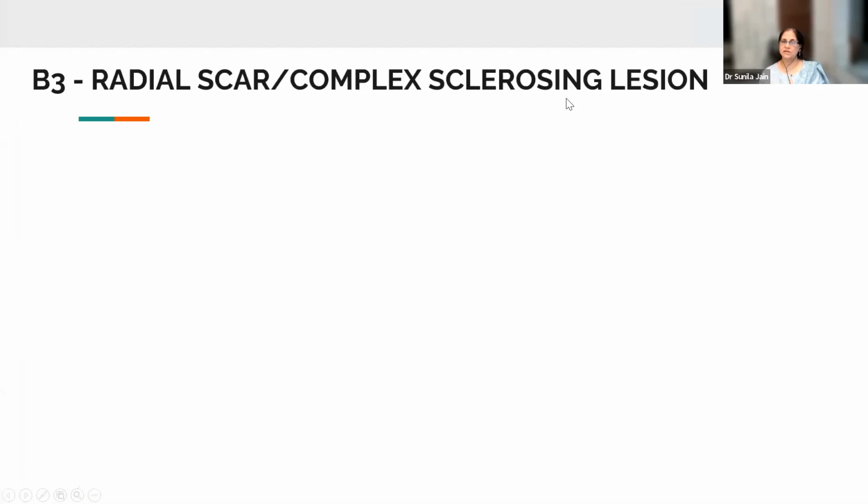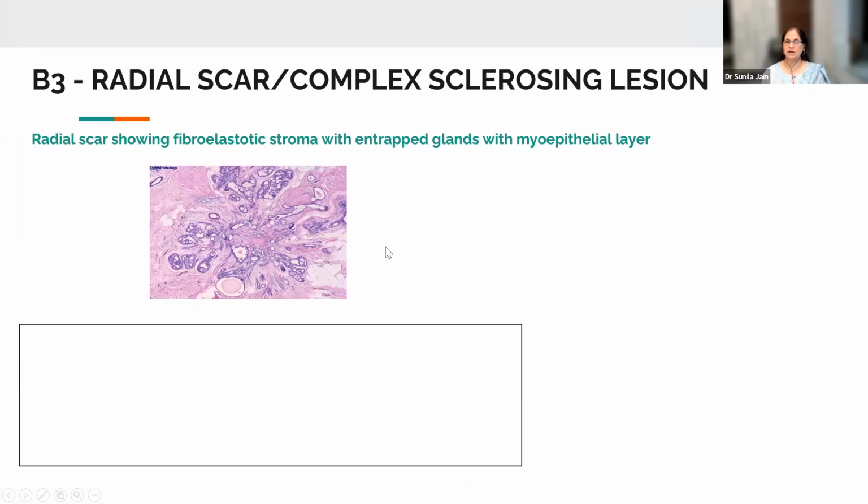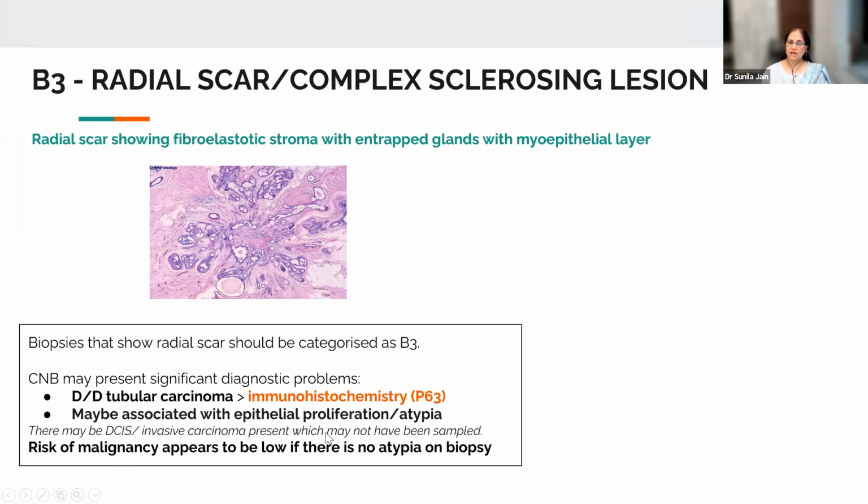So, radial scar, a complex sclerosing lesion. This is a lesion with a stellate appearance, with a fibroelastic stroma in the center and glands at the periphery which have a myoepithelial layer. Most of these lesions are categorized as B2. Sometimes the lesions can be very twisted and mimic a tubular carcinoma, for which we do P63. Then there may be associated lesions which have epithelial proliferation and atypia. They can have a complex pattern, and there can be foci of invasive carcinoma in addition. The risk of malignancy, however, appears to be low if there is no atypia in the biopsy.